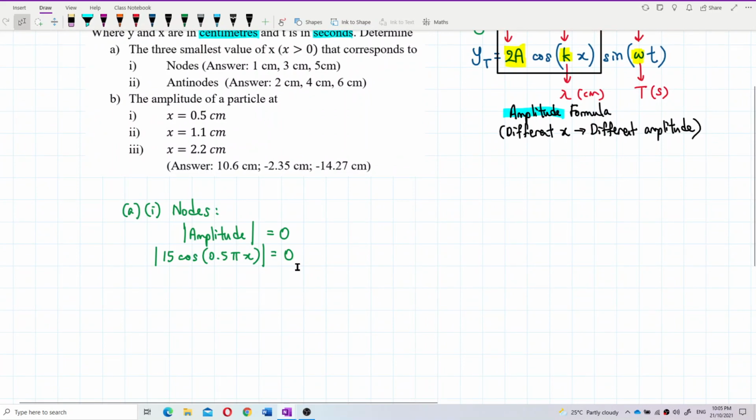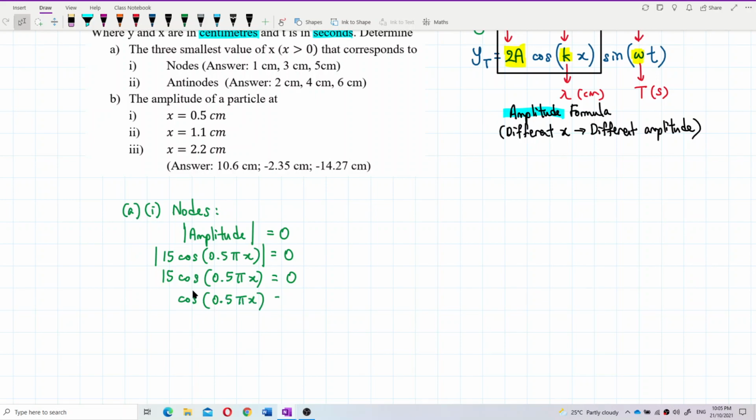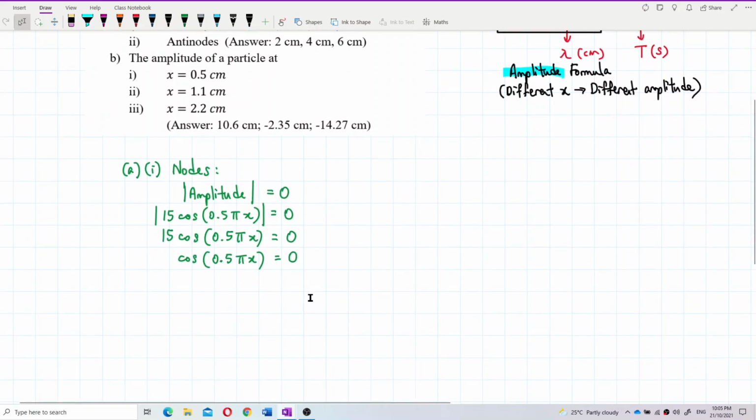So we know that when you remove the modulus, you will get positive, negative, 0? Do you have positive, negative, 0? No. Since it is 0, then just 0. There's no positive, negative. Now, 15 cos of kx is equal to 0 also. So 0 divided by 15, you get 0.